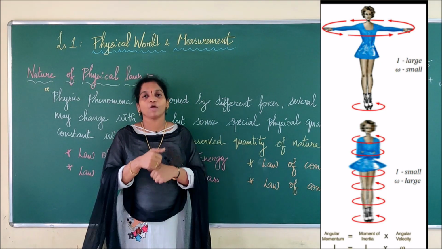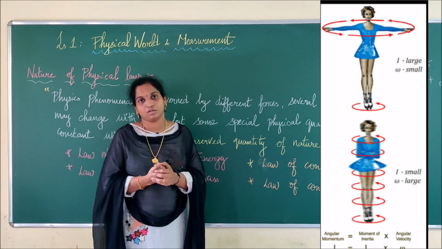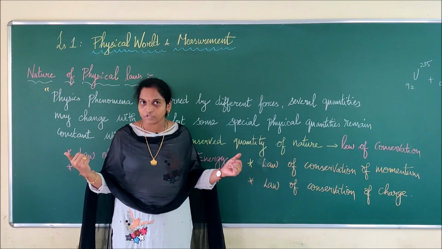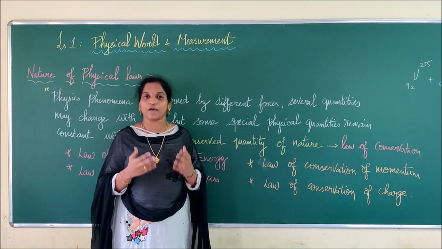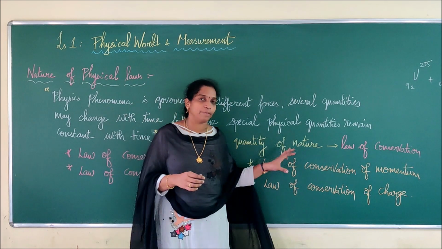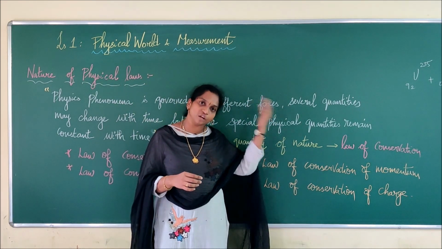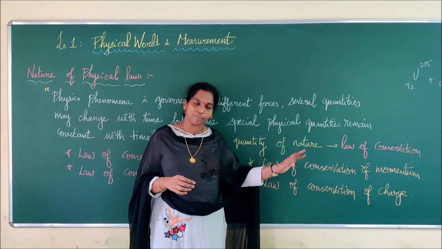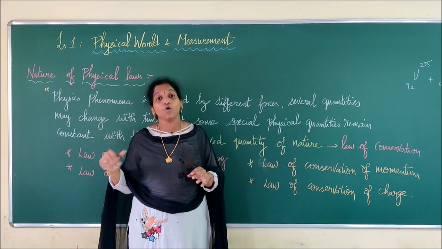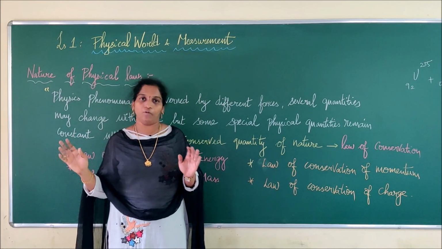If they hold their hands towards the body, then they will spin very fast, right? Due to this moment of inertia. We call that the conservation of angular momentum, right? So the law of conservation of momentum is linear and angular. Linear means if no external force acts on a body, the momentum remains the same. Angular means when no external torque acts on a body, the body retains the same angular momentum.